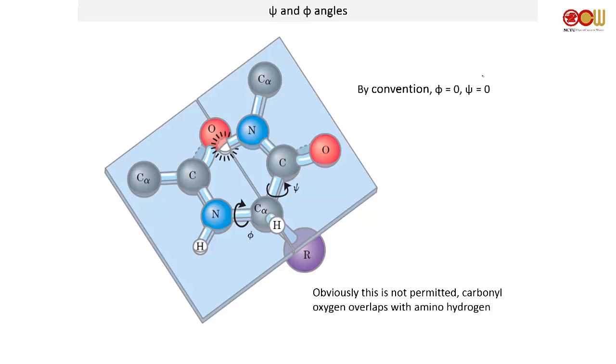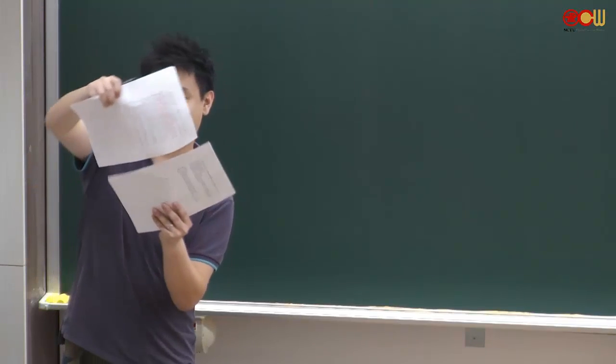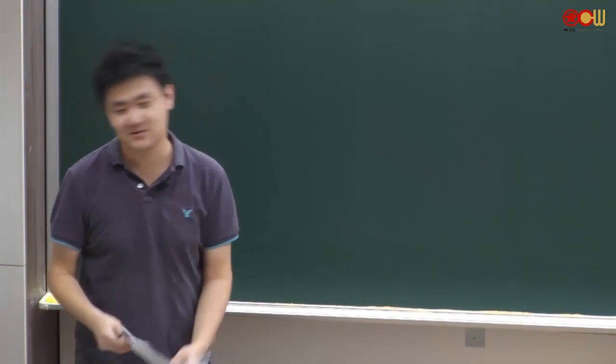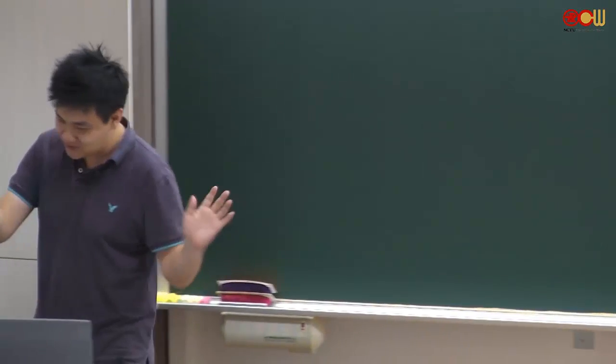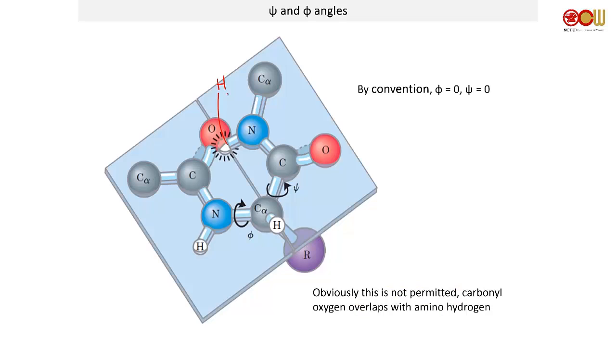By convention, when both phi and psi equal 0, the hydrogen and the oxygen of the next carbonyl completely overlap. So obviously there's no such thing as the angle 0, 0. You cannot have this, because this is only a convention. By convention, it means that they rotate and become like that. That's not allowed. So 0, 0 doesn't happen. Make sure you know that.